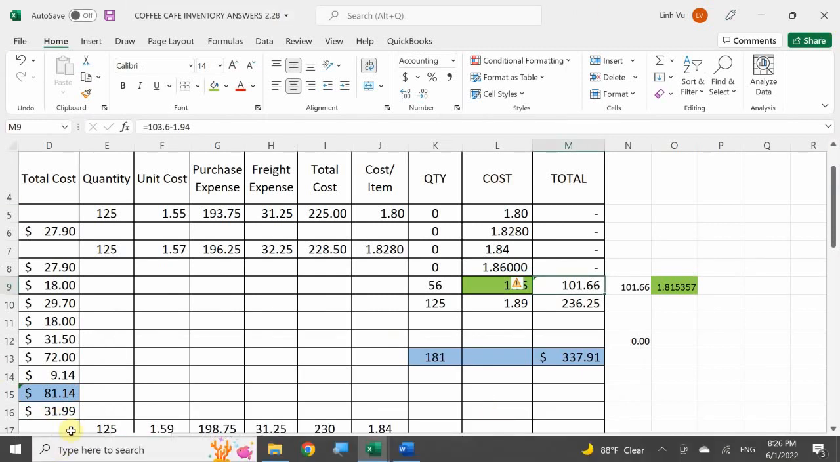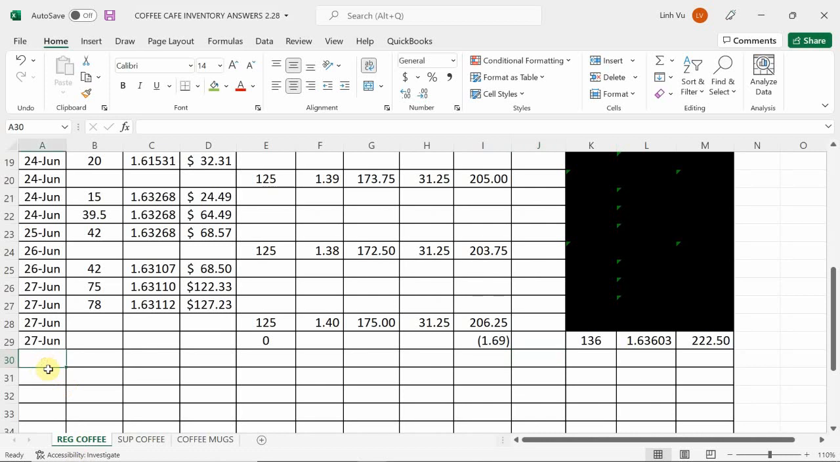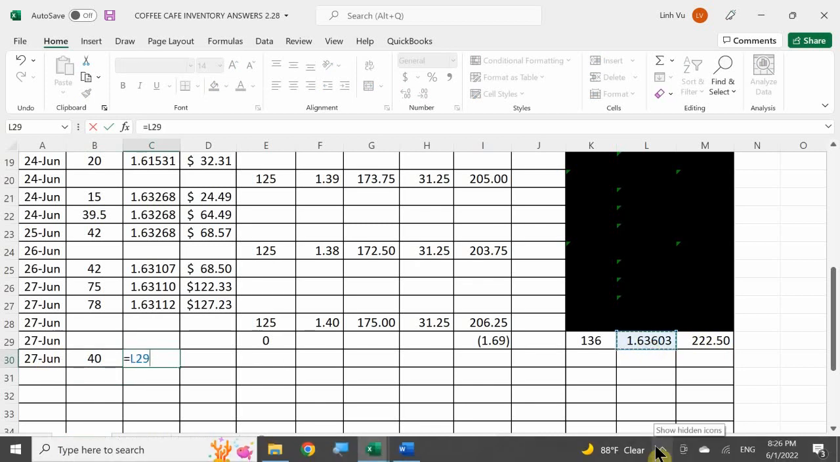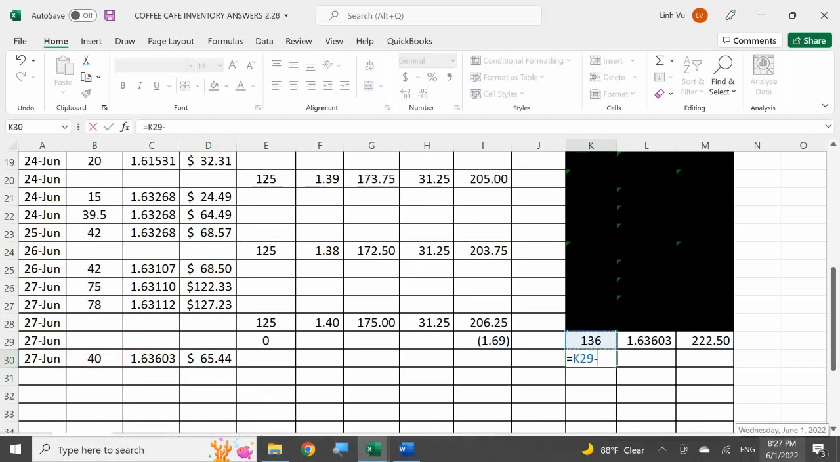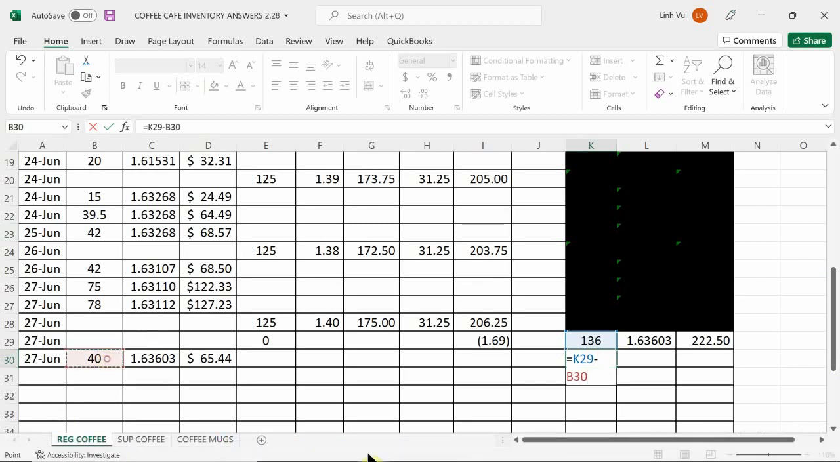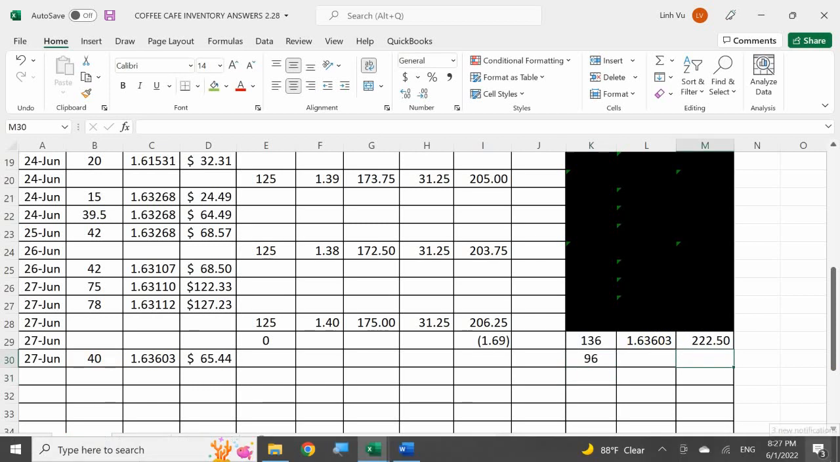Okay. Starting with the regular coffee. We used 40 pounds at $1.6360. Okay. So that's going to give me a total cost of goods sold of $65.44. So we can now update our inventory because 136, right? We end up using 40 pounds. So I should have a total of 96 pounds left.